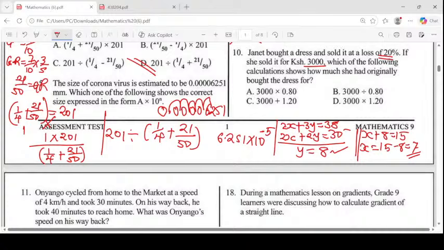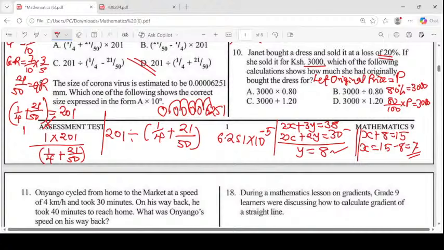Now let the original price of the dress be P. If the original price of the dress was P, therefore 80% is equivalent to 3,000. In mathematical terms, this can be written as 80% of P. So when I take 80 over 100 times P, I'll be able to get 3,000.